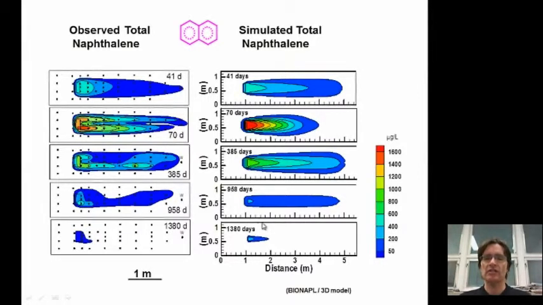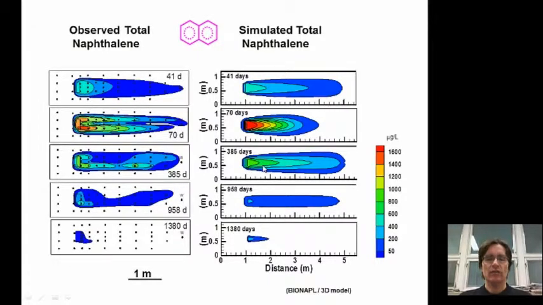Here are the simulated results at the same times and the same color scale. So peak concentrations of about 1600 micrograms per liter. So again, we get this spike at 70 days. Well, actually at 50 days when humic acid was added to help enhance the dissolution of the source.